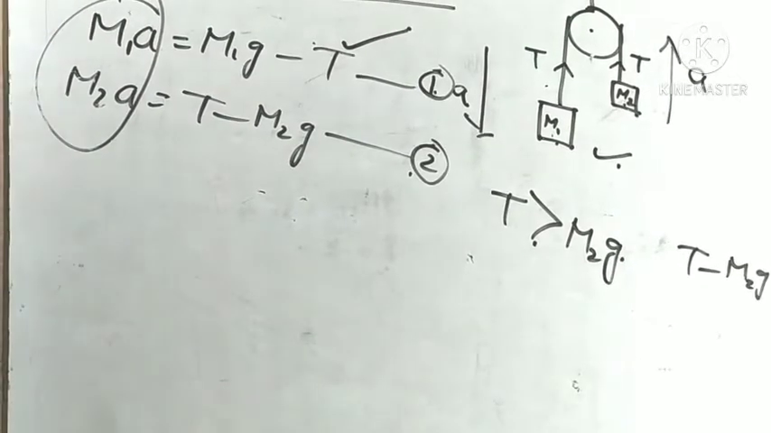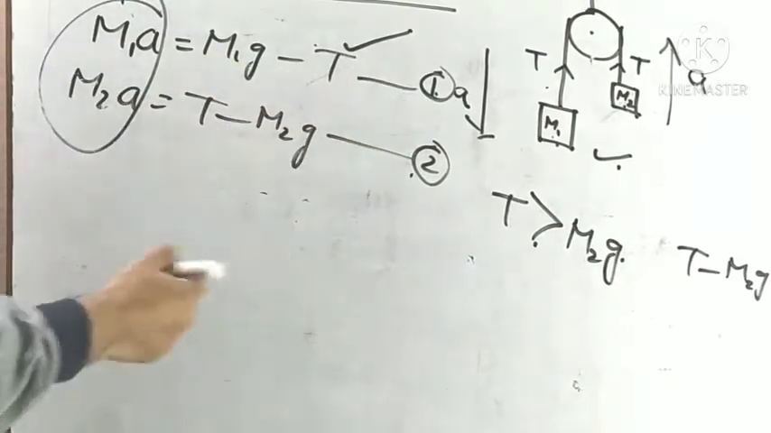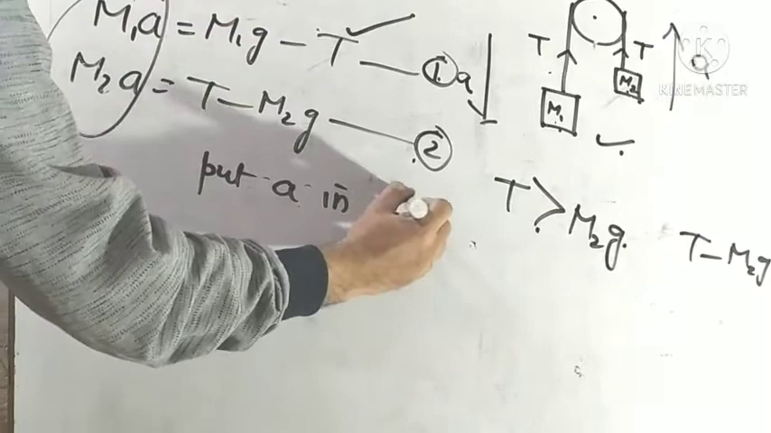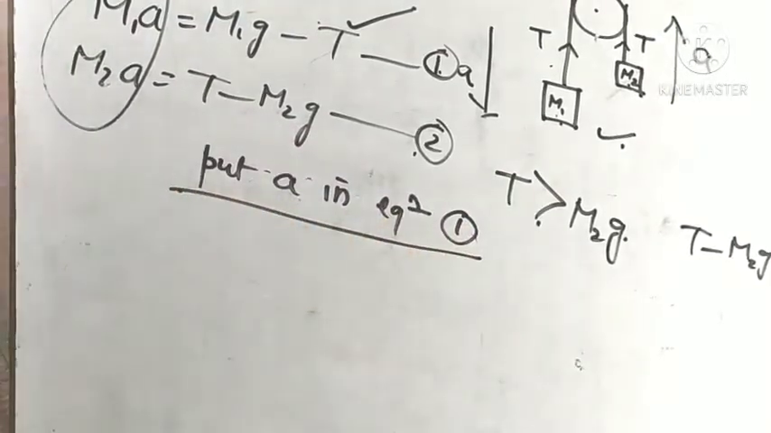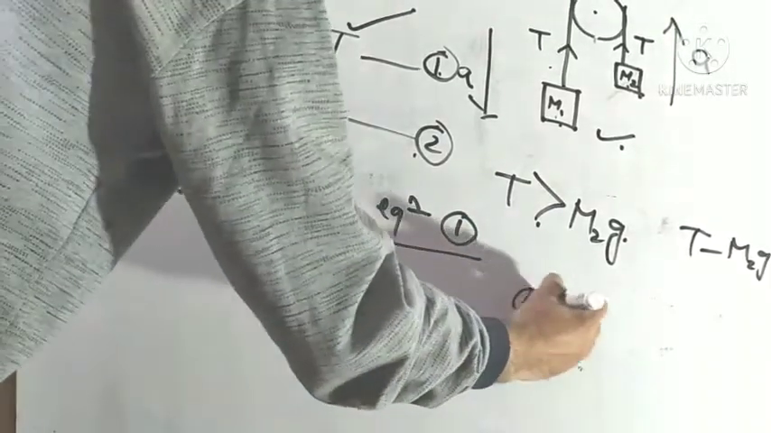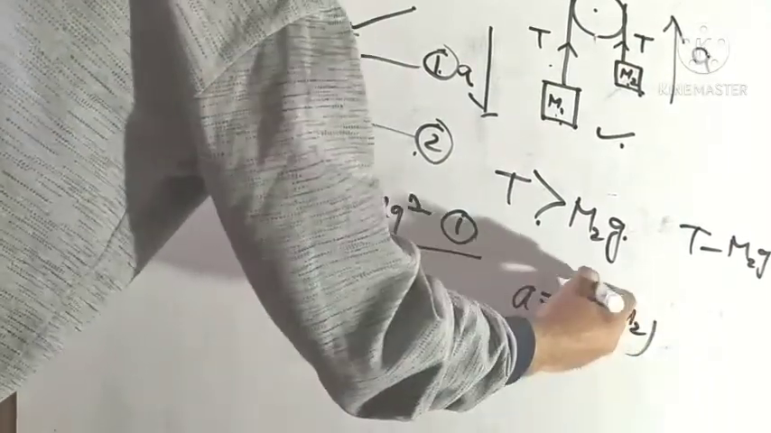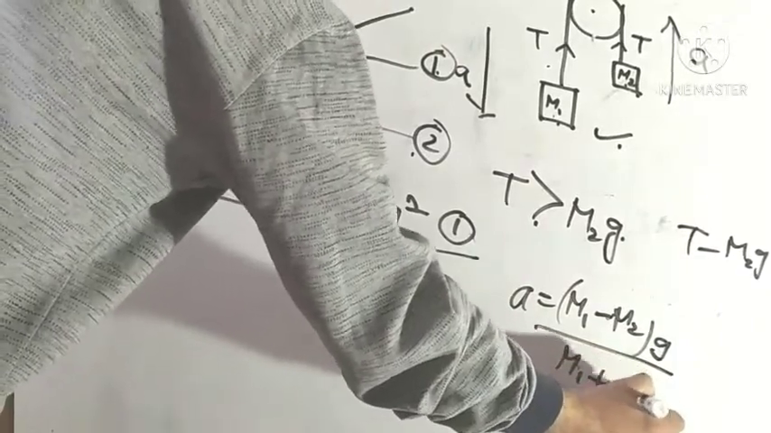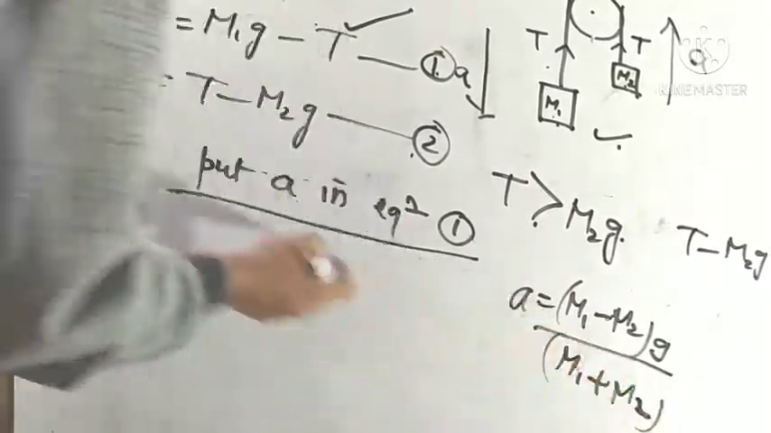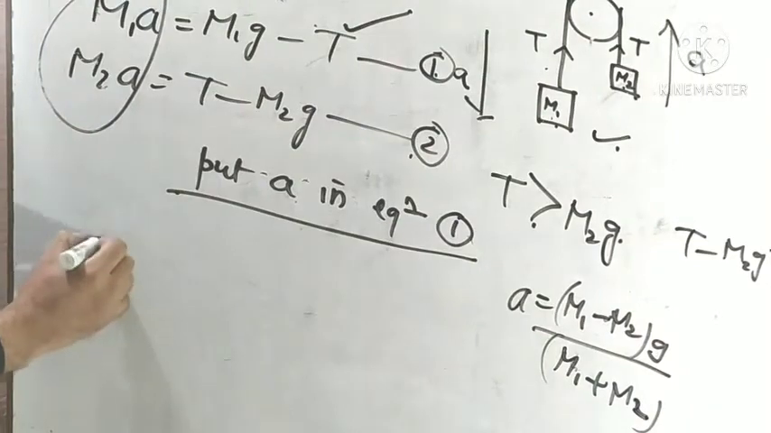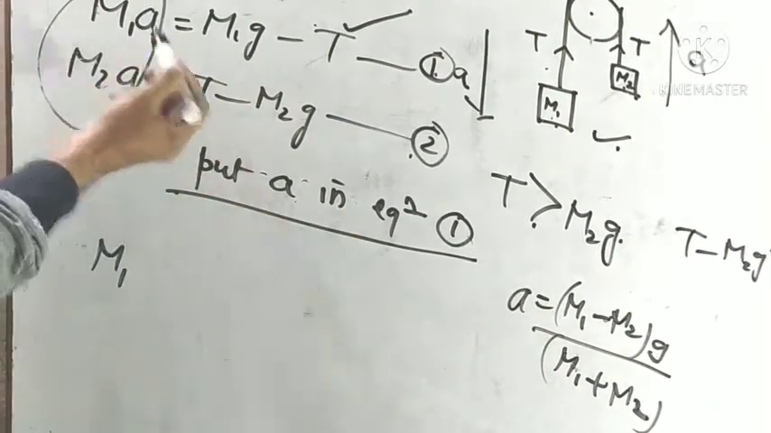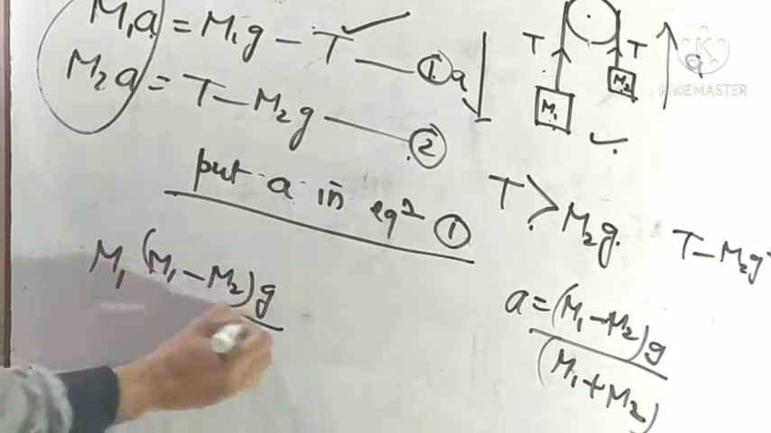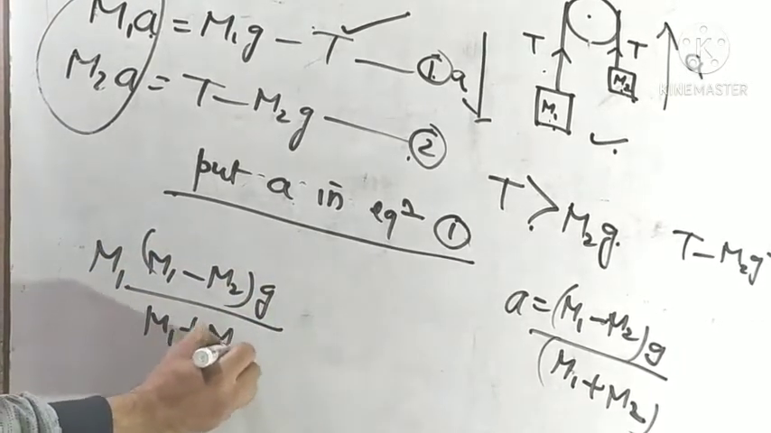Okay, so now we put the value of acceleration in equation number 1. Our value of acceleration is A equal to (m1 minus m2) g upon (m1 plus m2). Now we put this value in equation number 1, where m1 times the value of A is (m1 minus m2) g upon (m1 plus m2).